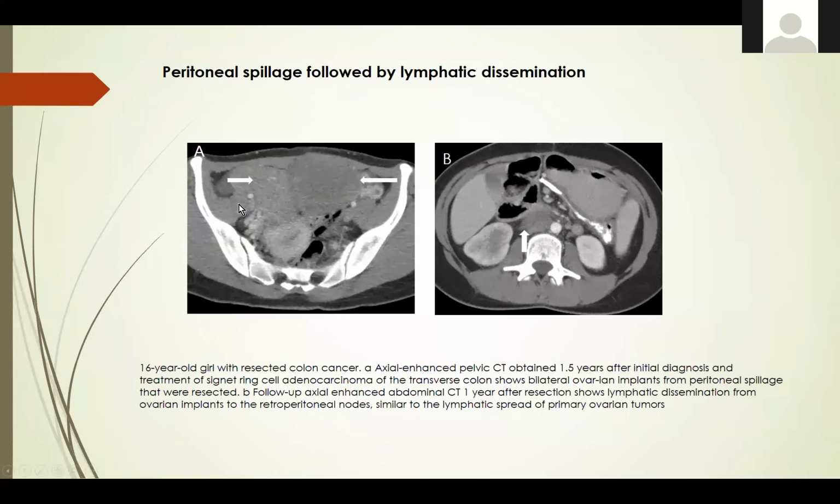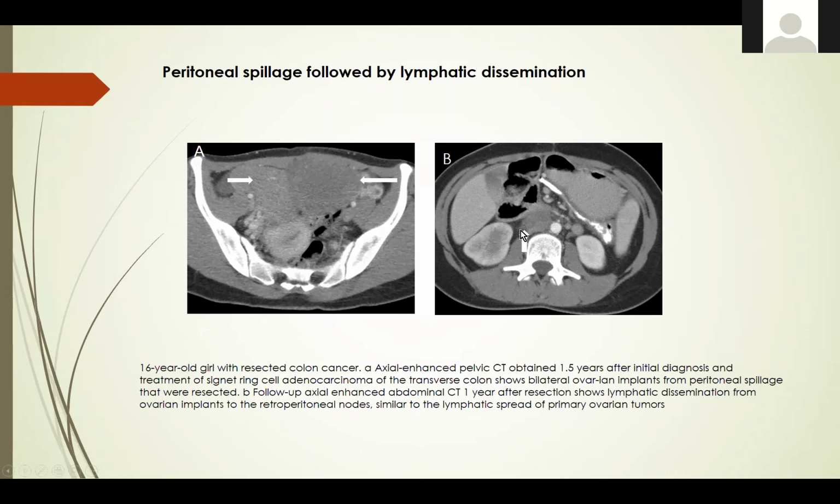So this is another patient, again some kind of mixed spread. This is a patient who had resected colon cancer, a 16-year-old with bilateral drop metastasis in the ovaries. She developed ovarian metastasis about 1.5 years later, and both ovaries were resected. Then 1 year after resection, the patient developed lymph nodal metastasis, as with a primary ovarian tumor. If it's a primary ovarian tumor, you would expect nodes in the retroperitoneum.